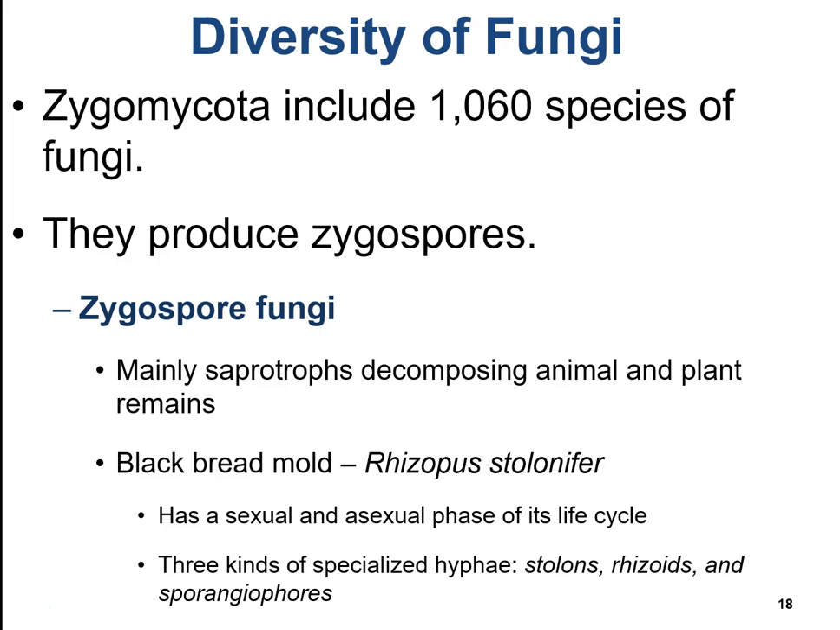Sorry to jump back, but I want to make sure you understand where we are. So now we're in Zygomycota. So about 1,000 species, and they produce zygospores, hence the name Zygomycota, okay? Mainly they're saprotrophs. They decompose animal and plant remains. One example of a zygospore fungi, which we looked at in lab, is black bread mold, okay? Scientific name, Rhizopus stolonifer, has both sexual and asexual phases of its life cycle.